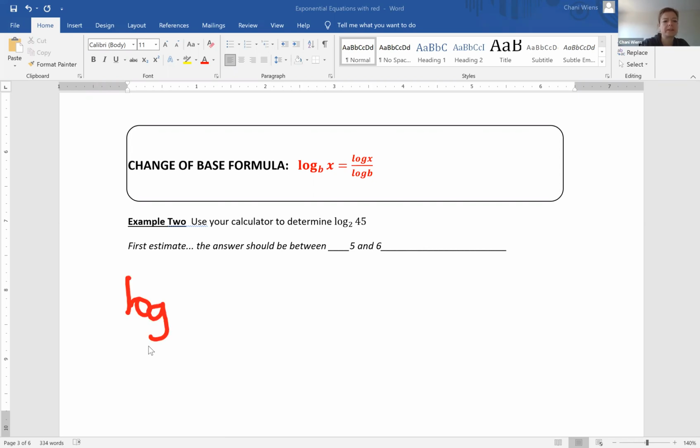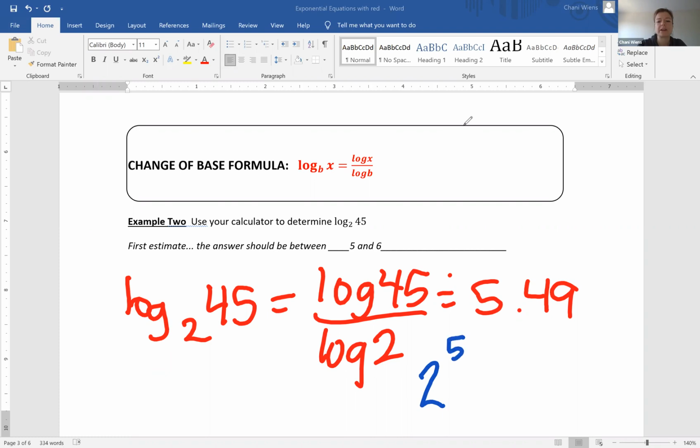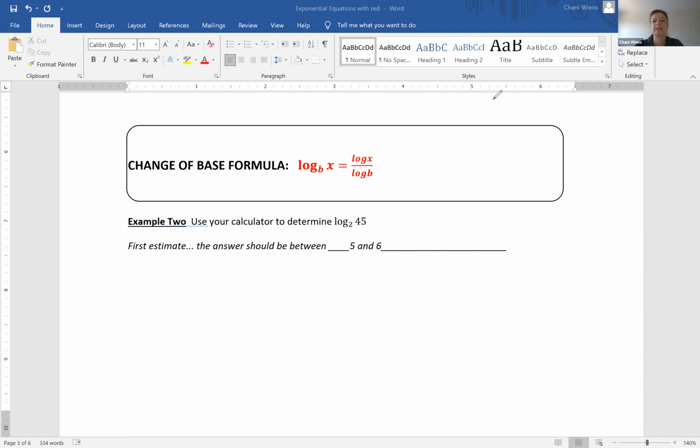Log base 2 of 45, you simply do log of 45 divided by log of 2, and the calculator spits out the answer, which is approximately 5.49. There you go. No more estimation, no more going back and forth, the calculator does it for you. So recall that this means the same thing, that 2 to the power 5.49-ish is equal to about 45. Okay, so that's how you use your calculator to find that stuff.